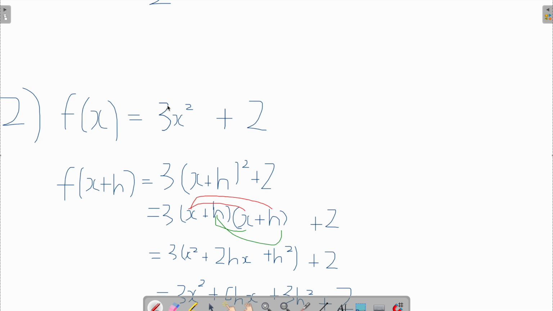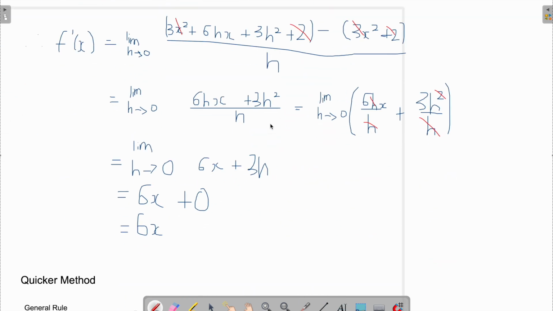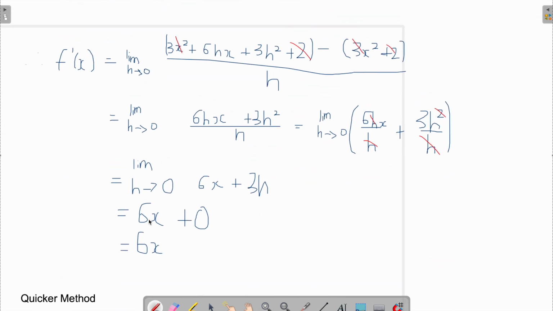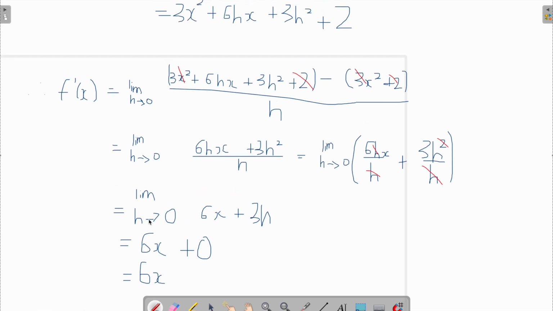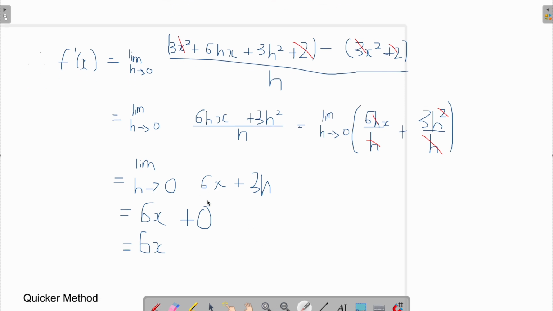Can we see a pattern of the original function and the derivative? The original function was 3x squared plus 2, and our derivative was 6x. I'll leave you to think about it. If you want to pause the video and think about a possible quicker method before I show you, feel free. If not, we will get into the quicker method right now.